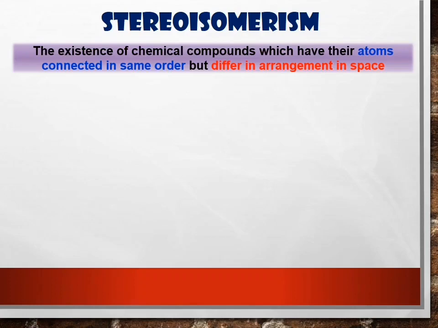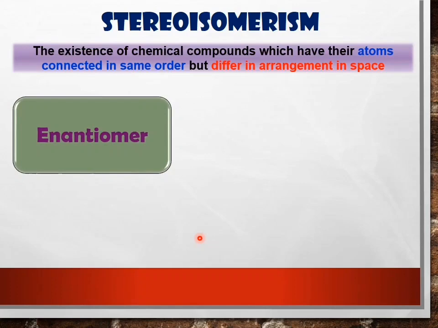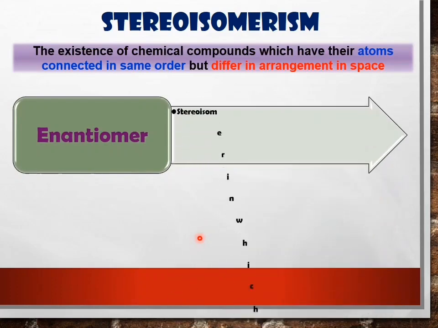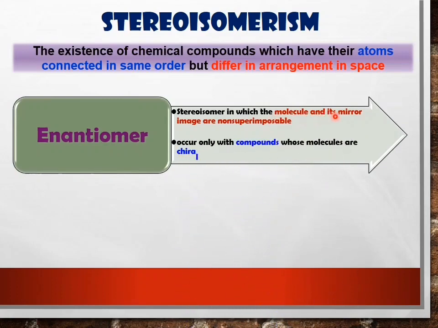We have two types of stereoisomerism. The first one is enantiomer. Enantiomer is a stereoisomer in which the molecule and its mirror image are non-superimposable. How? I will show you later, class. It occurs only with compounds whose molecules are chiral. So this is enantiomer.